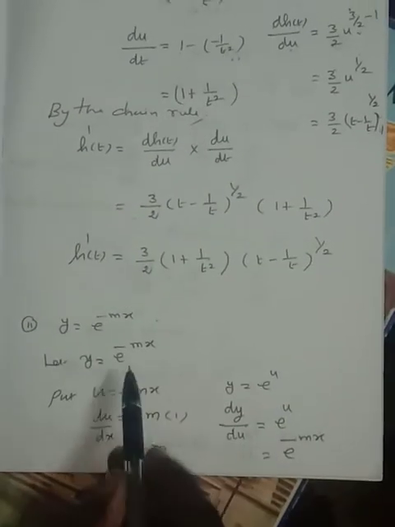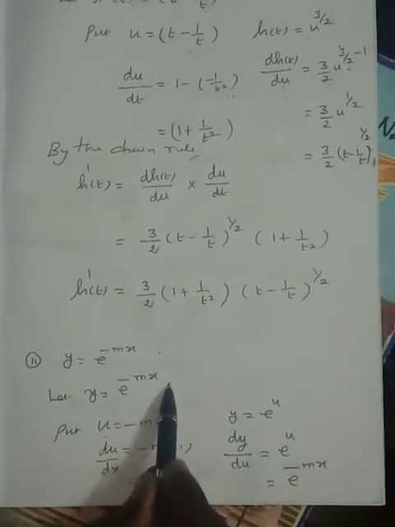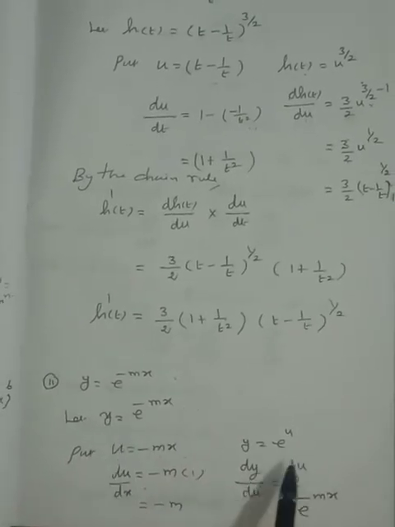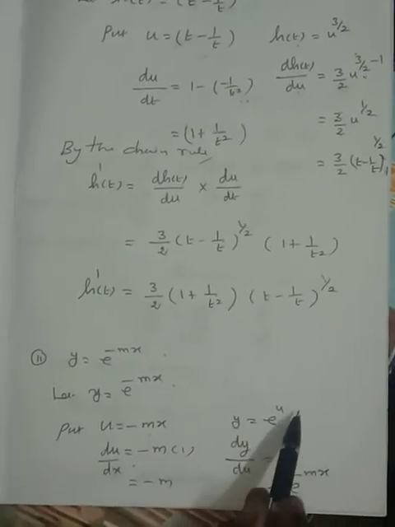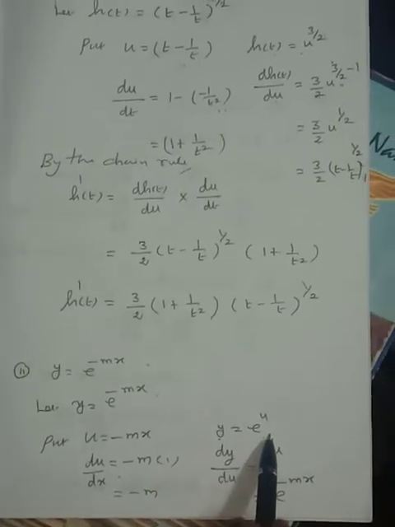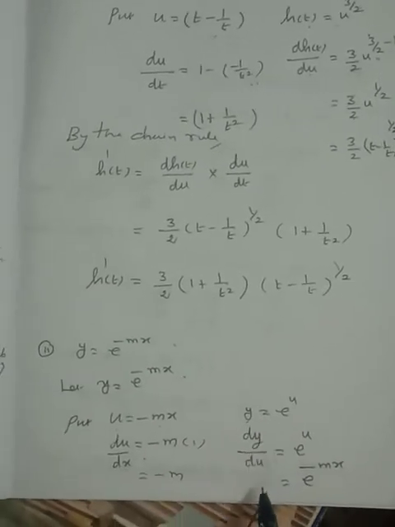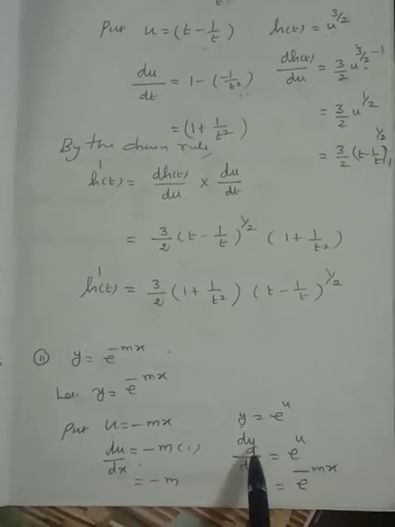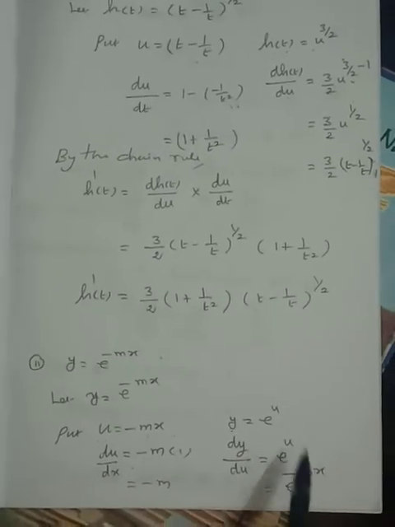Put minus mx is equal to u. Y becomes y is equal to e to the power of u. Left hand side variable is y, right hand side variable is u. So differentiate y with respect to u: dy by du is equal to e to the power of u.